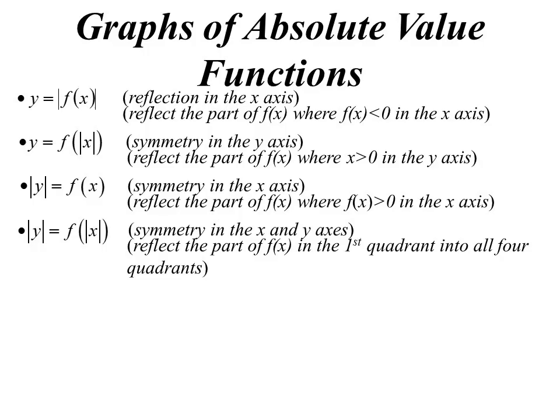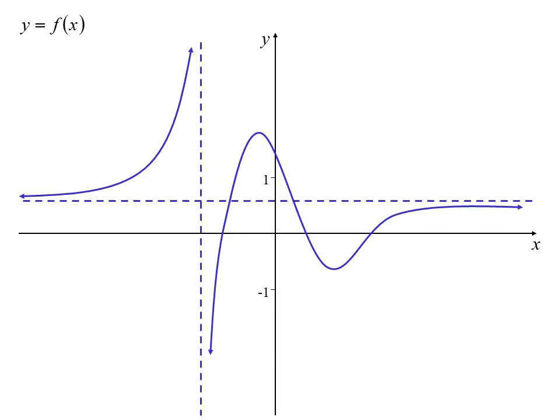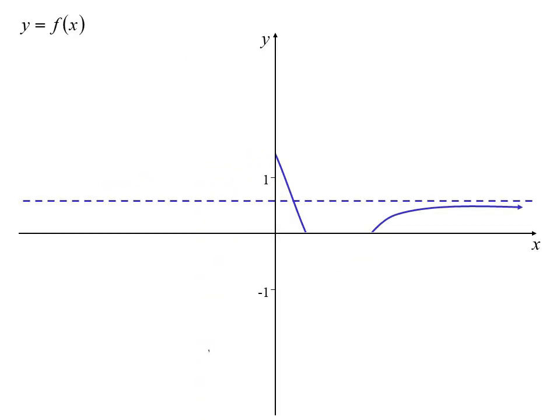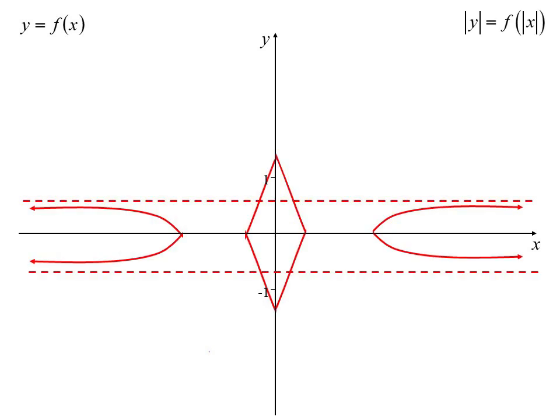What about if we found the absolute value of both of them? Well, it has symmetry in both axes. What ends up happening here is whatever's in the first quadrant gets reflected into every quadrant. Once again, here's a random curve. We get rid of everything but the first quadrant, and it gets reflected into all four. Both the x and the y have absolute values.